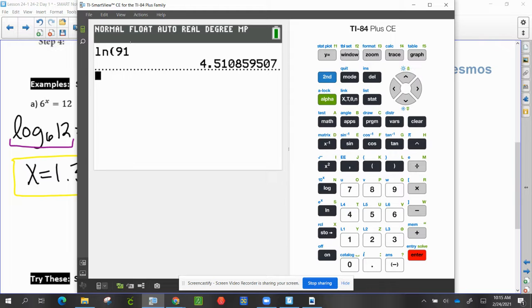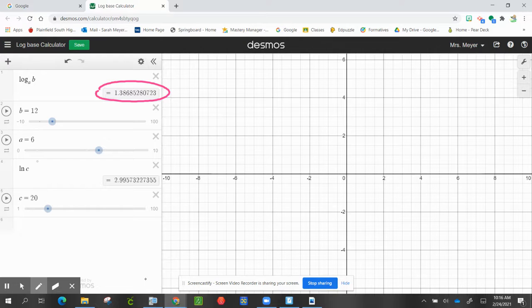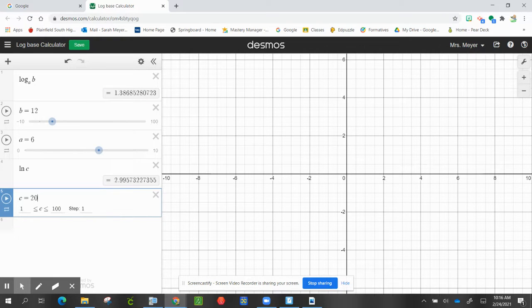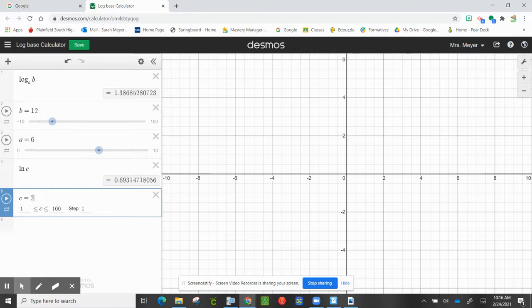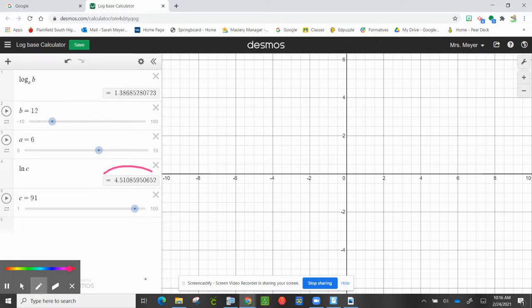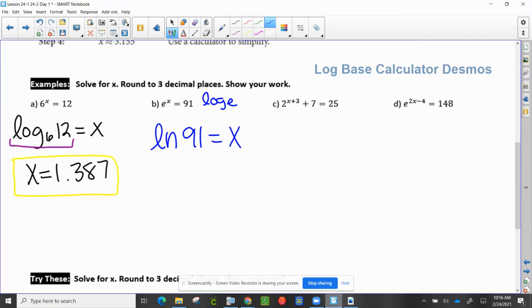But if you don't have a graphing calculator or a scientific calculator for ln, you can use the Desmos. I set it up for ln. So we needed the natural log of 91. So I'm just going to type in 91 here. Make my life a little easier instead of using the slider. But there you go. See how we get the same exact answer that I got in the calculator. So 4.511 is our overall answer for x.